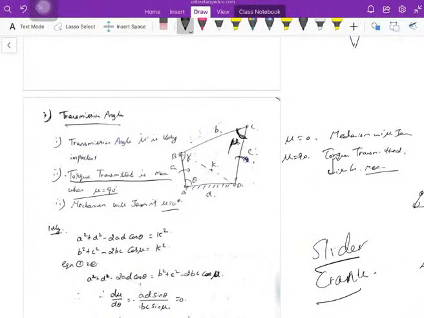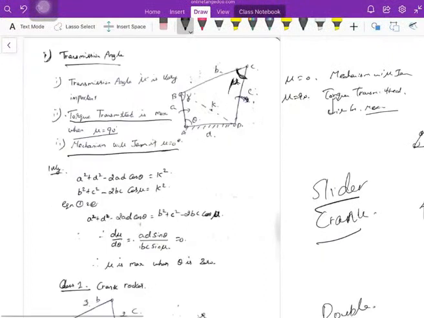So for a particular mechanism, to find how much maximum torque can be transmitted, we have to know about this transmission angle. The mechanism will jam if mu is equal to 0, if the transmission angle is 0, meaning the mechanism will jam. So note down these 2 points. This is more than enough from an exam point of view.